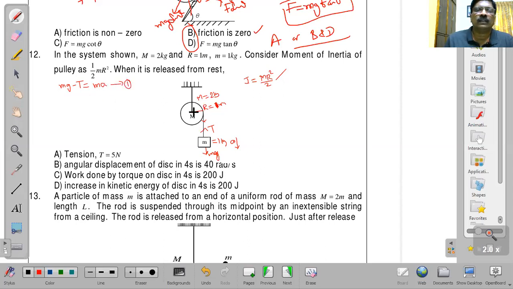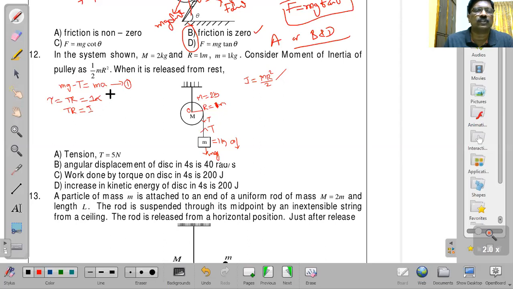For the pulley, the tension acts on the pulley as an external force, and it acts in the downward direction. There is a torque due to tension. T into R, that means tension into the perpendicular distance about this point O, is the torque due to tension. That is equal to I alpha, where I is the moment of inertia of the pulley about this axis. That moment of inertia is directly given by using the data here. You substitute and simplify, you will get that value. So TR is equal to I into alpha.